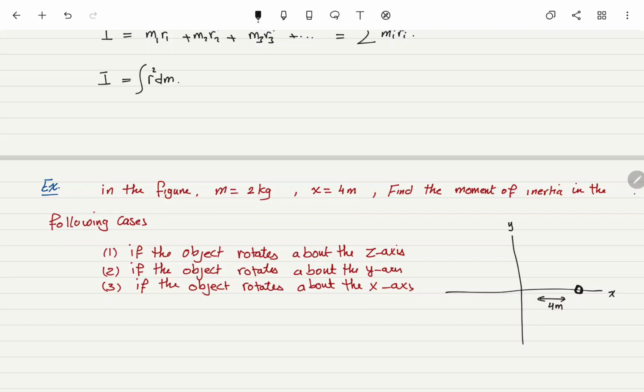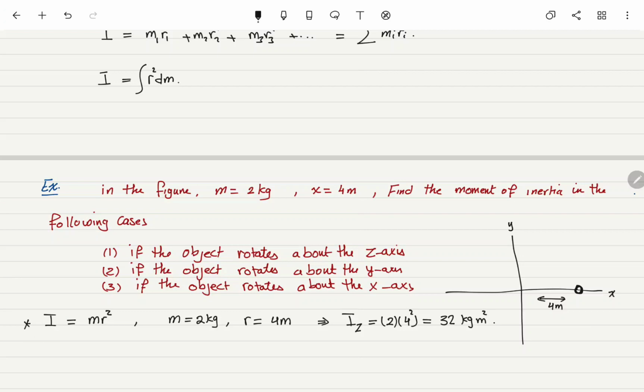Now to find the moment of inertia when the object rotates about the z-axis, the moment of inertia is equal to mr square, and m in this case is equal to 2 kilograms, and r, the distance from the z-axis, is 4 meters. In this case I around the z-axis is equal to 2 times 4 square, which equals 32 kilogram meter square.